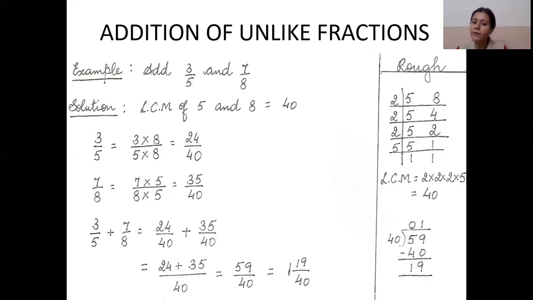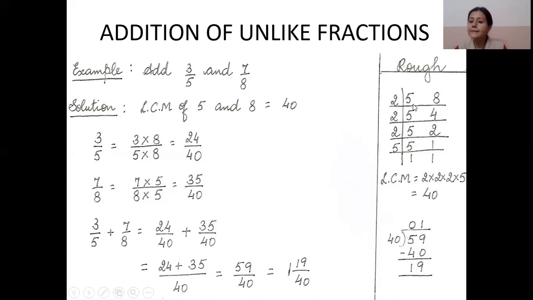Okay, first of all, you will find out the LCM of the denominators, that is 5 and 8. As we do the question, it will become more clear to you. The denominators are 5 and 8. Find out the LCM of 5 and 8. See, I have done the calculation in the rough column.